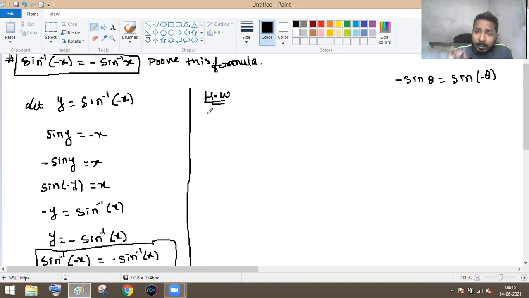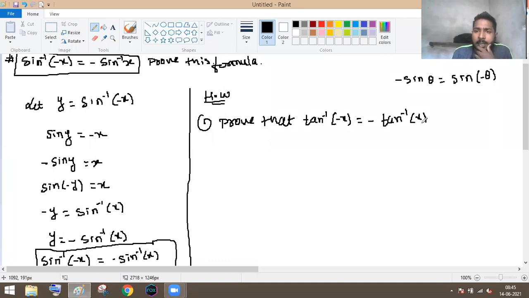You have to use your mind on your own. You have to follow the same method. The first homework is to prove that tan inverse minus x equals minus tan inverse x, and the second is to prove that cosec inverse minus x equals minus cosec inverse x. Okay.